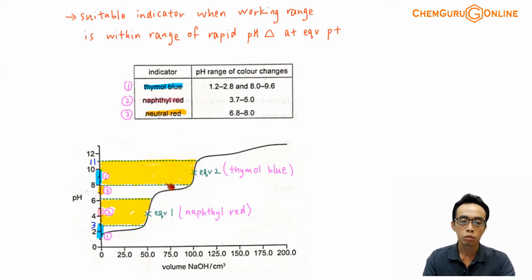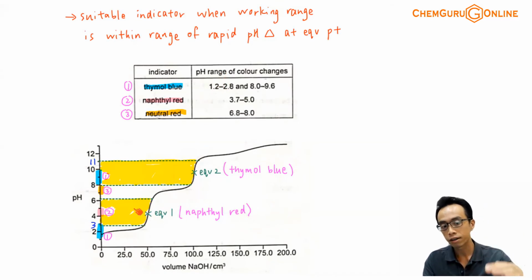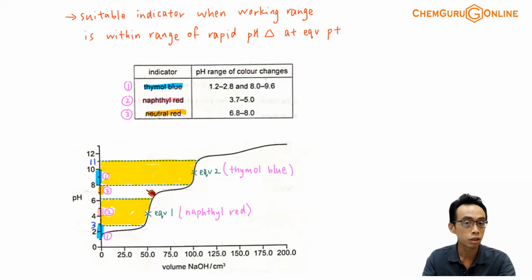Now again, we have mentioned that the indicator will be a suitable indicator to detect that equivalence point if the working range is within the range of rapid pH change at equivalence point. Now the working range is just the pH range of the color change. The rapid pH change at equivalence point number 1, which I've highlighted in yellow, is roughly around pH 3 to pH 6. We don't need to determine this very accurately. We just have a rough gauge. It is around pH 3 to pH 6.